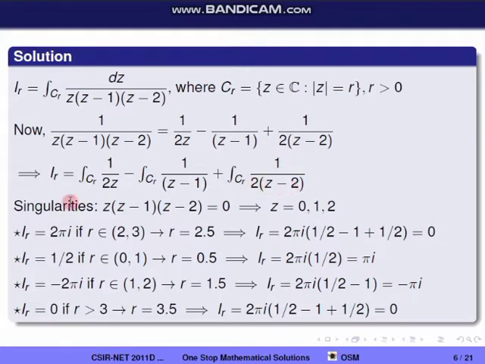So singularity is obtained by equating the denominator to 0. So I am equating the denominator to 0 and I got z is equal to 0, 1, 2 as the singularities.